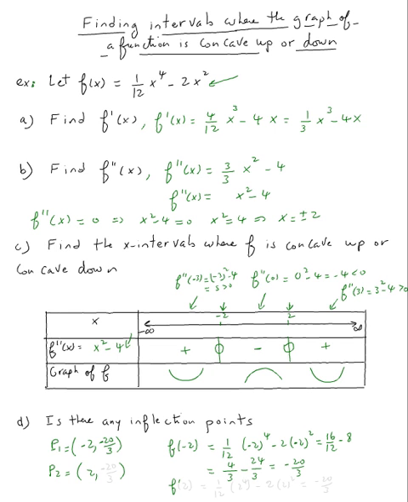Now what about f of 2? If you notice, f of 2 will be the same thing because we're going to plug it in. If you plug it in, you get 1 over 12 times 2 to the 4, minus 2 times 2 squared. It's exactly the same, so it's negative 20 over 3 because the exponent is even. So that would be negative 20 over 3. So we have two inflection points. And that's it for our example.